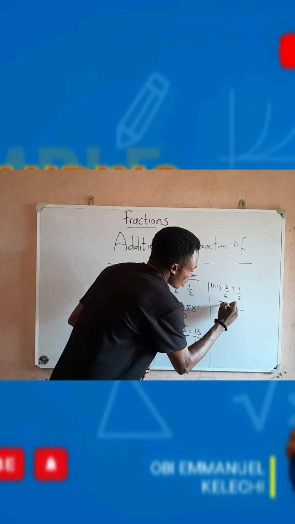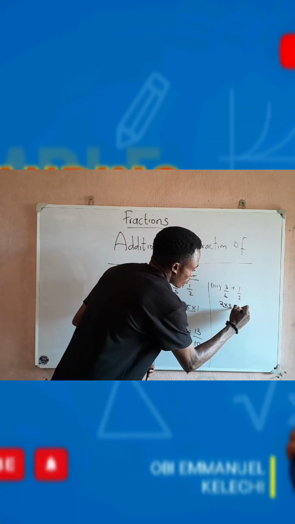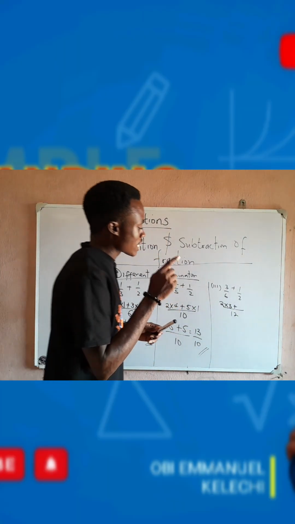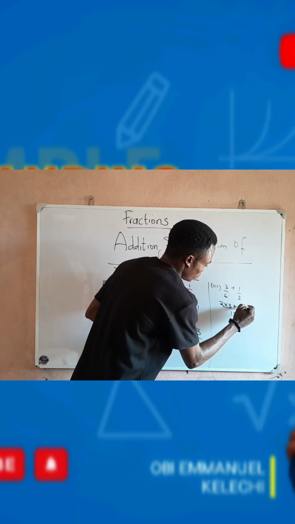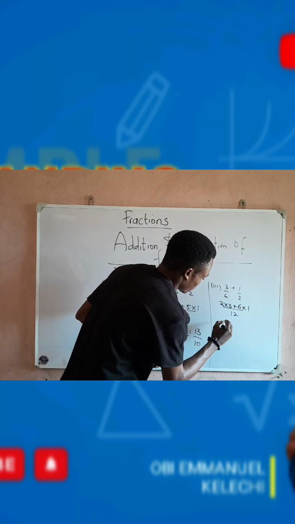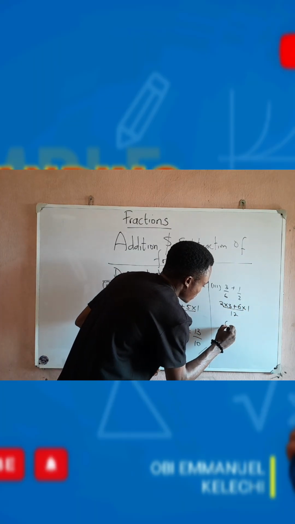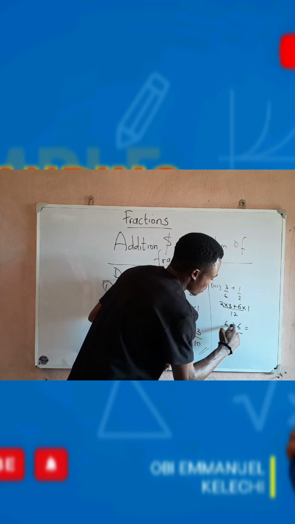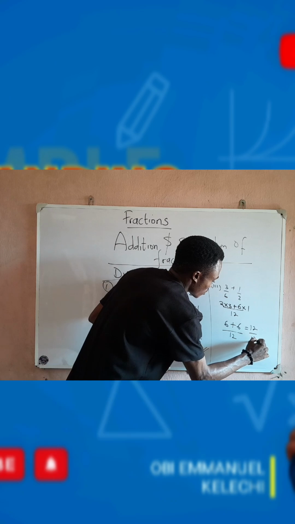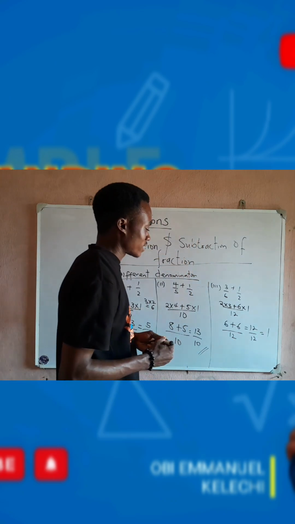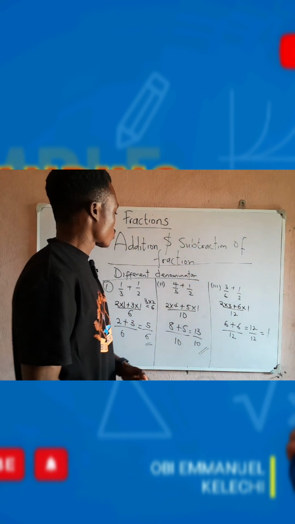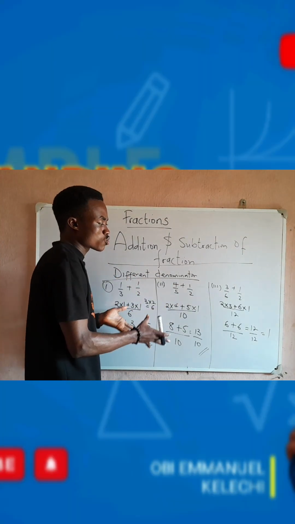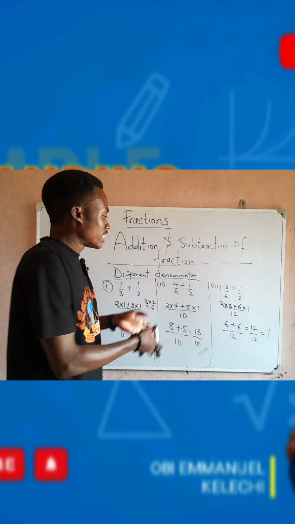So you multiply the 2 and the numerator. So it's going to be 2 times 3, plus, how many 2 can you see in 12? It is 6. So you use that 6 and multiply by 1. It will be 6 times 1. So 2 multiplied by 3 is 6, plus 6 times 1 is 6, over 12. So 6 plus 6 is 12 over 12, which is equal to 1. So this is how to add fractions with different denominators.